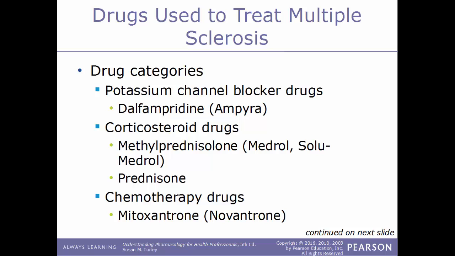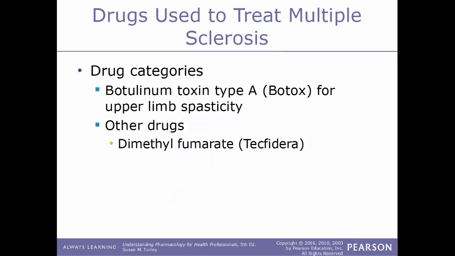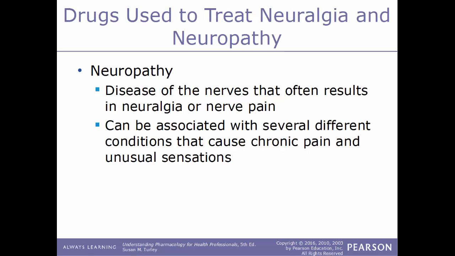Another category would include the corticosteroid drugs, such as prednisone or methylprednisolone, which would be sold as either Medrol or Solu-Medrol. Another category would include chemotherapy drugs, such as mitoxantrone, which is sold as the trade name of Novantrone. Another category would be botulinum toxin type A, more commonly known as Botox. It's to be used for upper limb spasticity. And some other drugs that could be used to treat MS, dimethyl fumarate, which is sold as the trade name of Tecfidera.